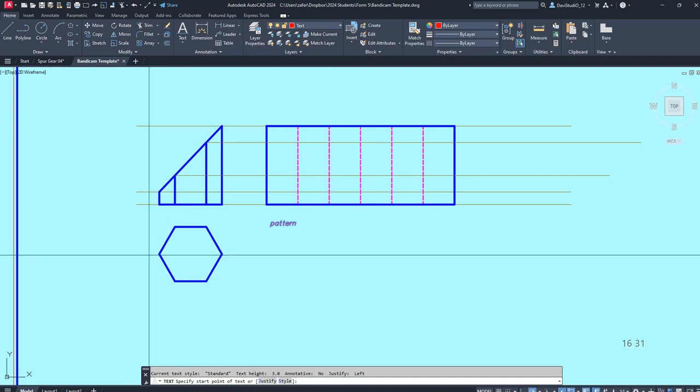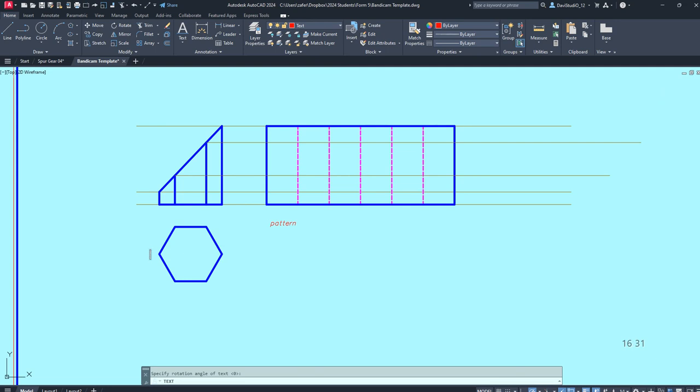Rotation angle. Let's call this one. 1, 2, 3, 4, 5, 6. Let's move this.